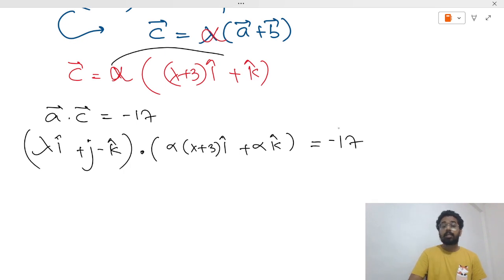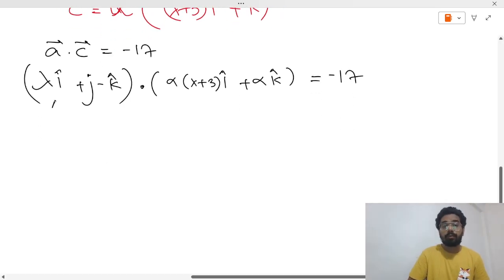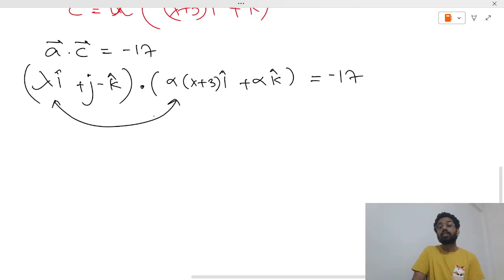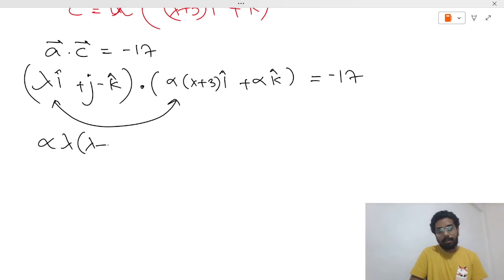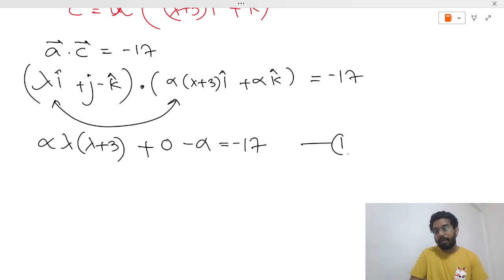When we take the dot product of two vectors, we multiply only the components in the same direction, because i dot i is 1, i dot j is 0. So lambda i with this one will give you alpha lambda times (lambda plus 3), plus there is 0j over here. 0j into 1j, j dot j is 1, 0 into 1 is 0. Minus 1 times alpha is minus alpha, which equals minus 17. You have to solve this one first. This is equation number 1 that we are having.